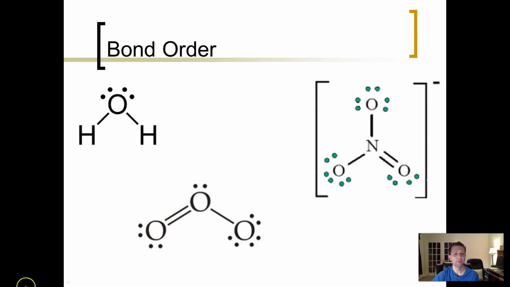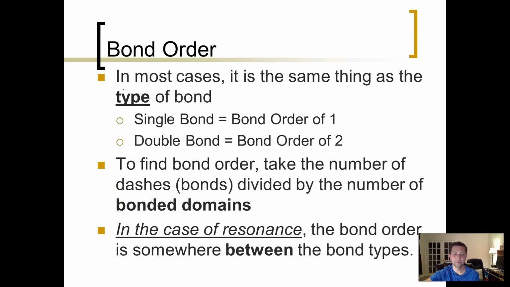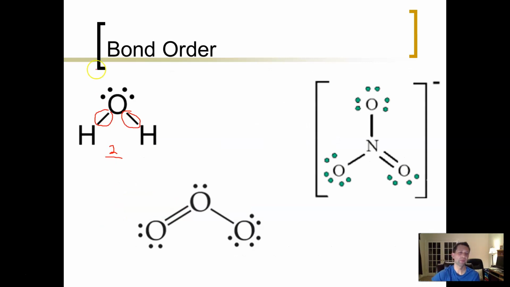Okay, so here they are. For water, bond order is number of dashes, which is 2, divided by domains. Here we have 2. The lone pairs don't take part in this because they're not bonded. So it's number of bonded domains. That is really important here. It's not domains in general, or you're going to get all sorts of messed up. It is bonded domains. So we have 2 bonded domains. Bond order of 1.